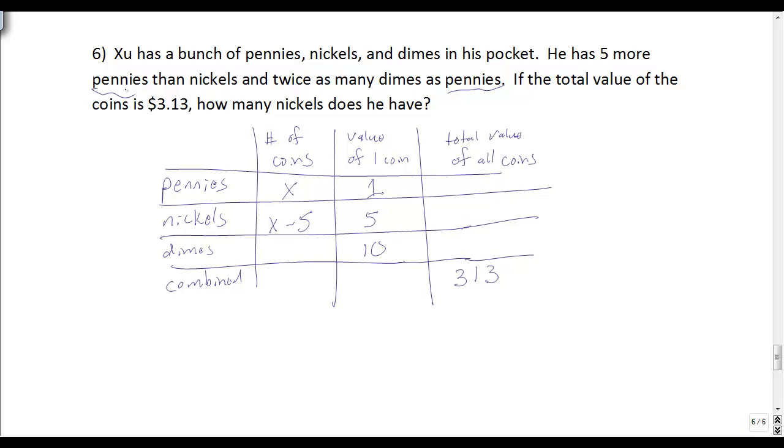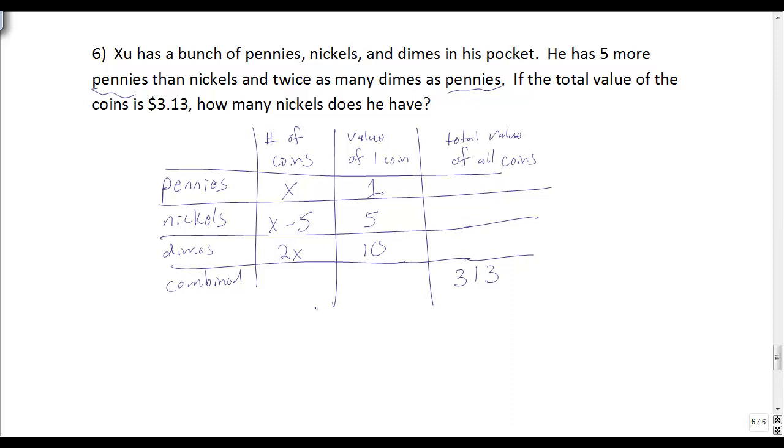So let's suppose I have 8 pennies. How many nickels would I have? Well, if there are 5 more pennies than nickels, and I have 8 pennies, I'd have to have 3 nickels. So 8 minus 5 gives me the 3. That works out. The other piece of information: twice as many dimes as pennies. Twice is 2 times the number of pennies. That should give me the number of dimes.